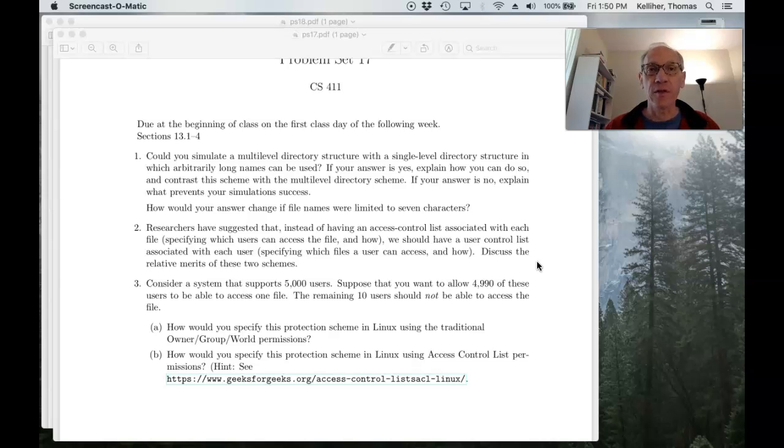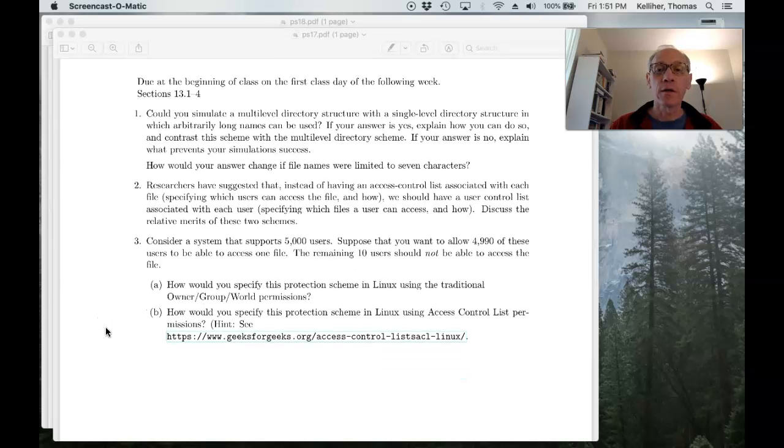When you're thinking about this problem, you'll probably want to keep in mind, are there typically more users on a system or more files on a system? And remember, it's not just your files, it's all of the files on the system, users, and the operating system's files that have to be accounted for.